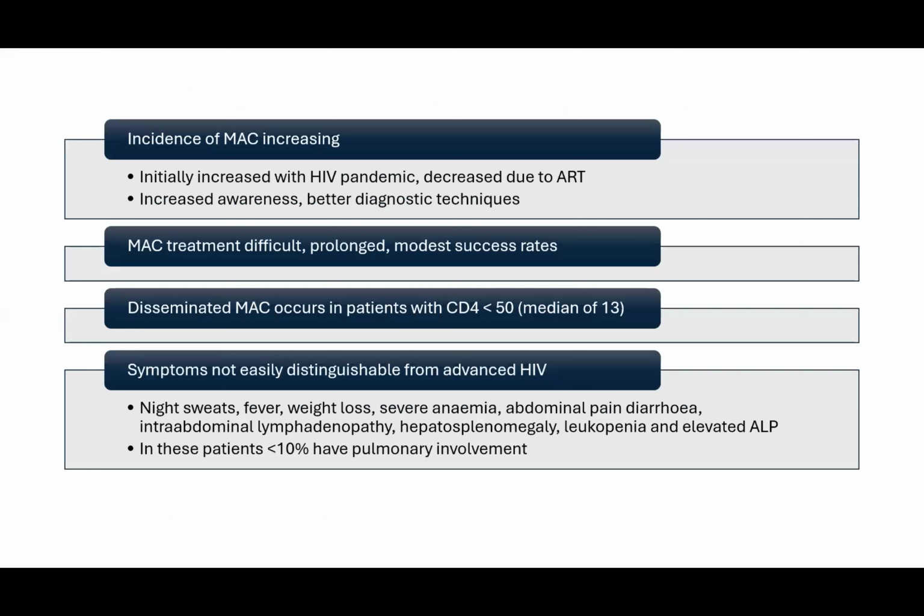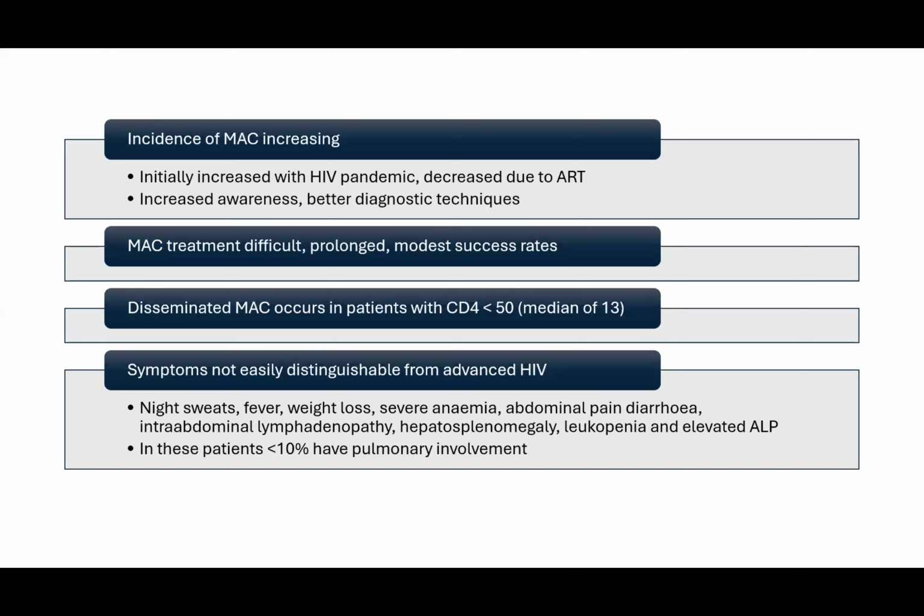So the incidence of MAC is increasing, but it may not be a real increase. It might just be because of increased awareness and better diagnostic techniques. It did increase enormously with the HIV pandemic, but then decreased again due to ART. It's a problematic disease. It's difficult to diagnose. It's difficult to treat. It requires prolonged treatment. It seems no one's quite sure for how long they need to be treated. And it only has modest success rates, and untreated, it has a survival time of about, I think I read, 130 days.